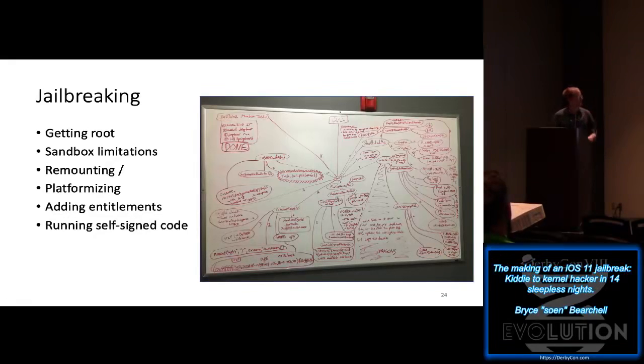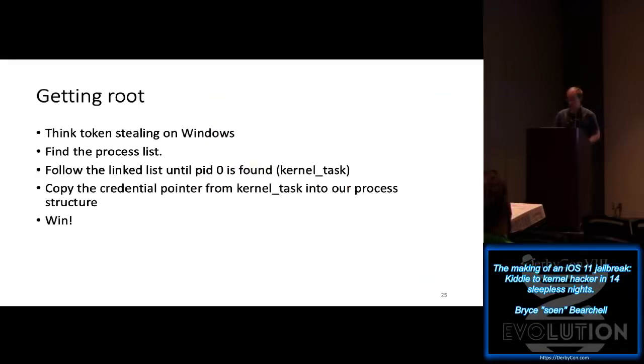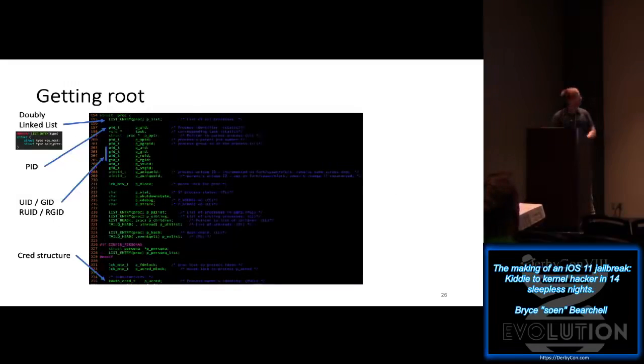So let's start at the beginning and break it down, because it looks really complicated. We'll break it down. So getting root is super analogous to token stealing on Windows. On Windows, you iterate through the processes and you grab the credentials out of the eProcess struct in process 4, which is system. We do the same thing. We just look for the kernel task, and then we copy the credential pointer. We're root.